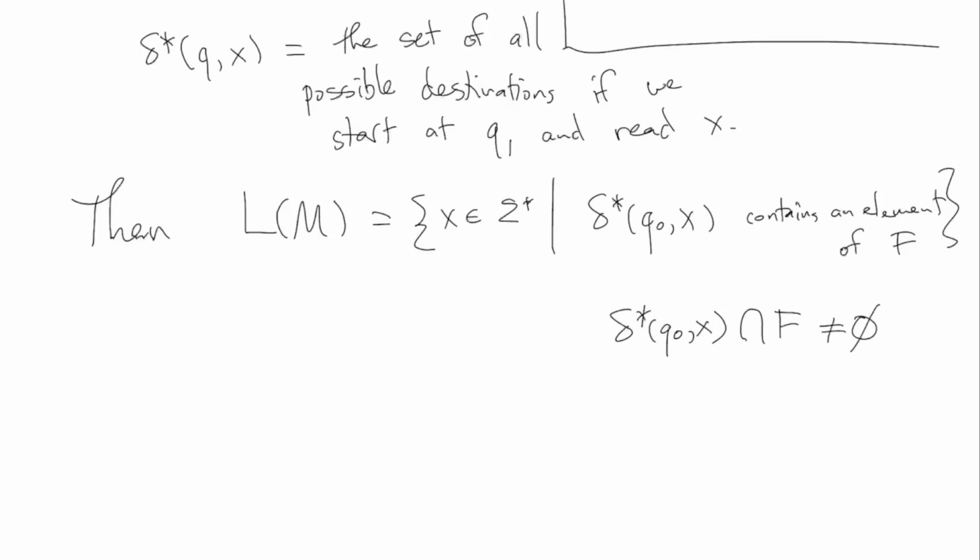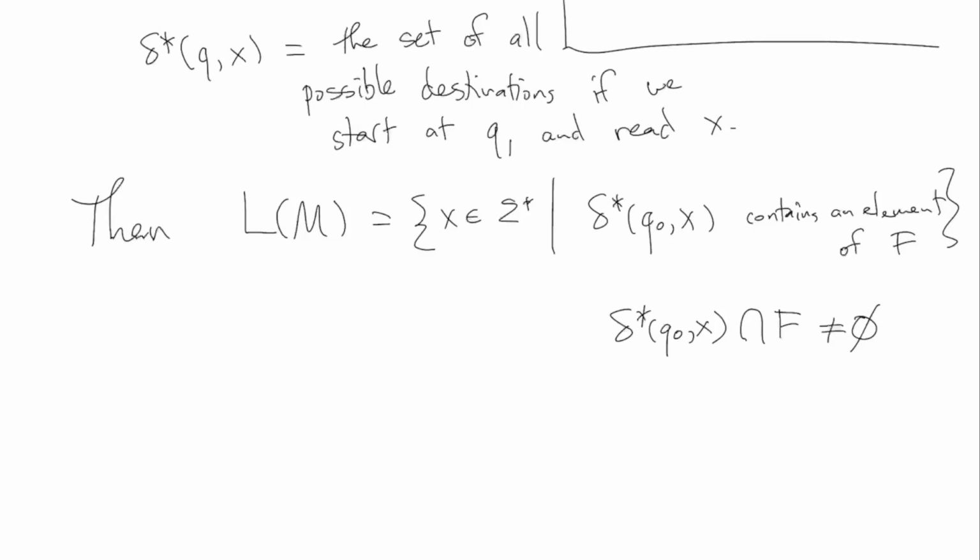So this says delta star as a set intersect with the set of accepting states is not empty. That means there is some element in this intersection, which is to say some element of F actually is also in this set, which means this contains an element of F, all right? This is the very, very fancy symbol way of writing that right there. So if you want to be maximally confusing, you should write it this way. Otherwise, write the words. All right, this is the formal description of what the language of an NFA is.